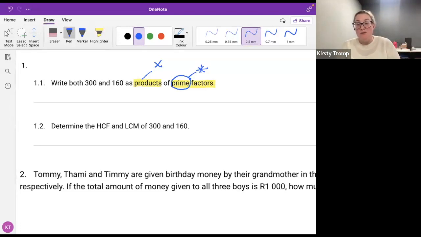And so I'm going to give you 2 minutes, 1.5, 2 minutes to go and try this out. If you already have the answer, you're more than welcome to lift your hand already if you want to give me the answer, but I'm going to give you some time to go and work out this first question. Write 300 and 160 as products of their prime factors. Go and try those two for me.